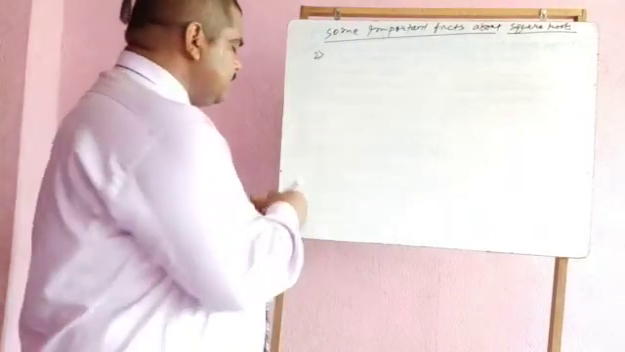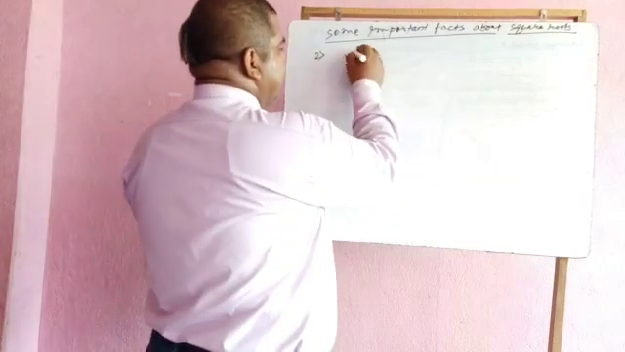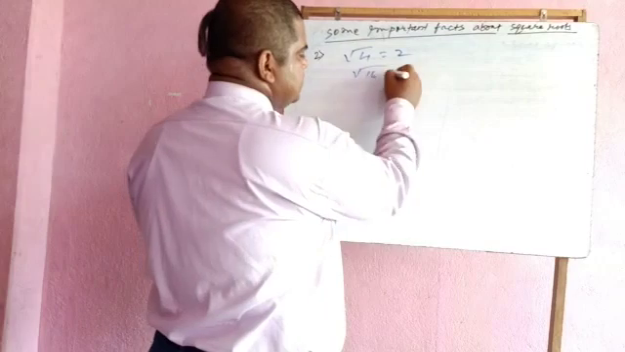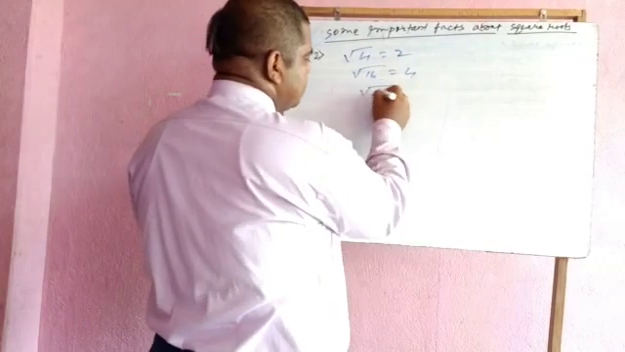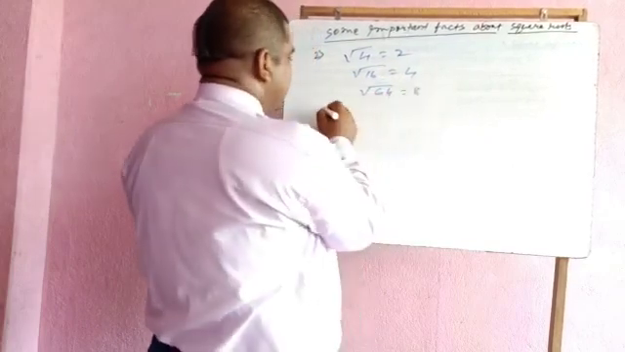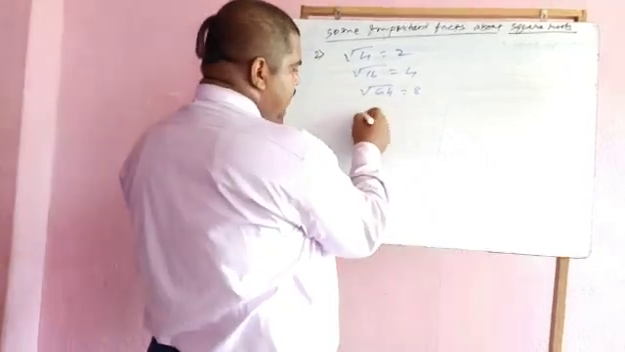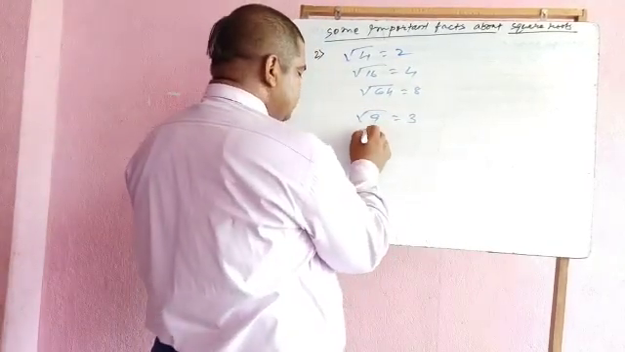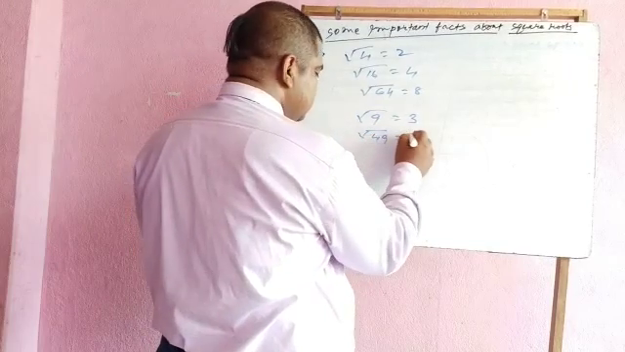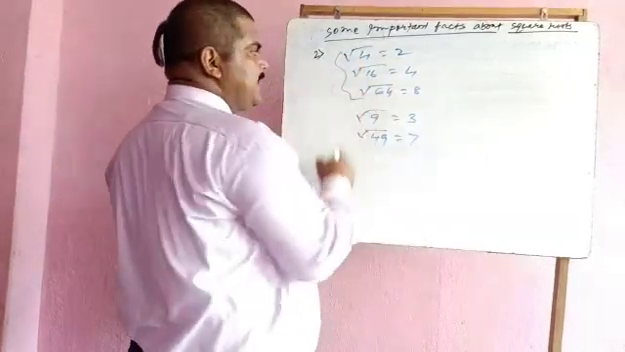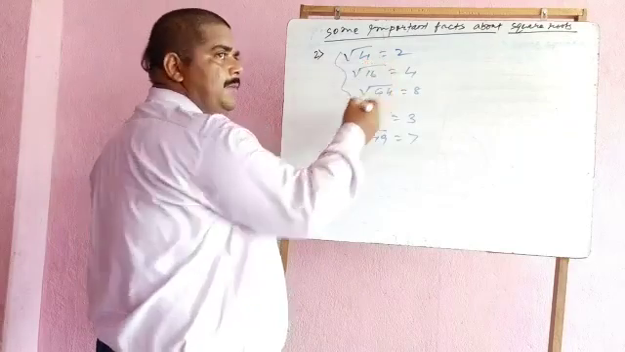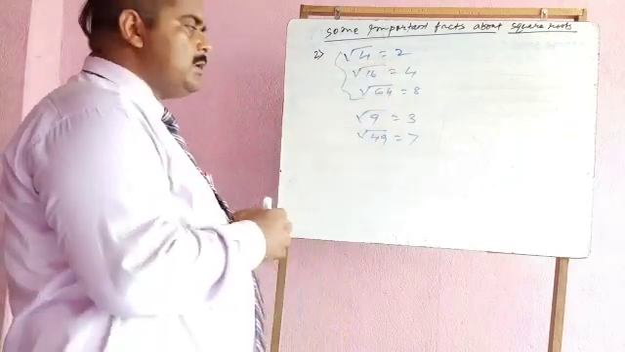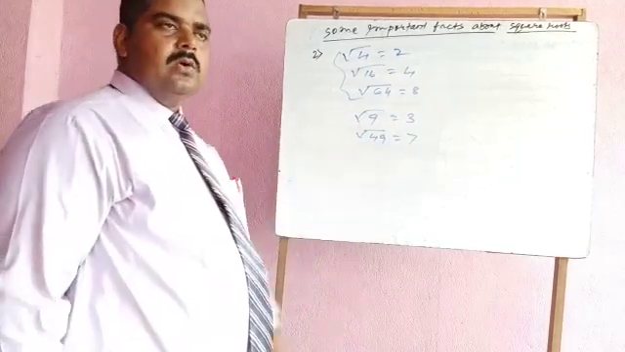Second rule is that the square root of an even number must be even. And for an odd number, 9 is equal to 3. So you have to pay attention that the square root of an even number is even and the square root of an odd number must be odd.